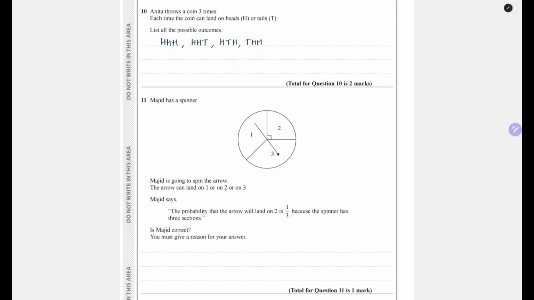We can then do the same thing but for tails. So we can say that the first throw can be all 3 land on tails, or the first 2 land on tails with the last landing on heads, or the first landing on tails, the second landing on heads, and the third landing on tails, or finally the first landing on heads and the last 2 landing on tails.